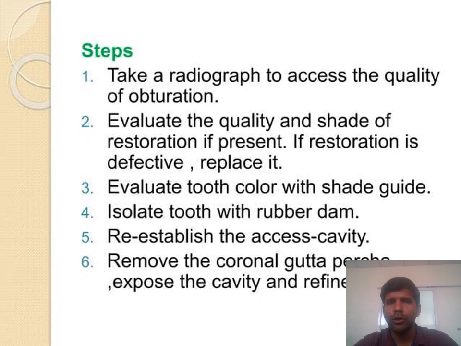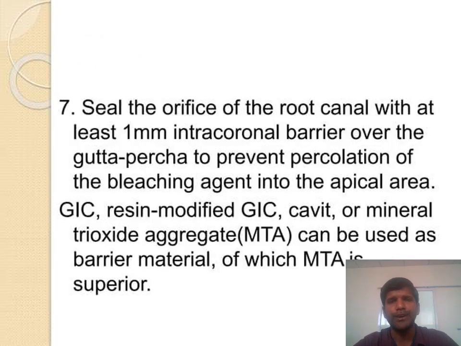The steps include taking a radiograph to assess the quality of obturation, and evaluating the quality and shade of the restoration if present. If the restoration is defective, replace it. Evaluate tooth color with a shade guide, isolate the tooth with rubber dam, re-establish the access cavity, remove the coronal gutta percha, expose the cavity and refine it. Seal the orifice of the root canal with at least a 1 mm intracoronal barrier over the gutta percha to prevent percolation of the bleaching agent into the apical area.